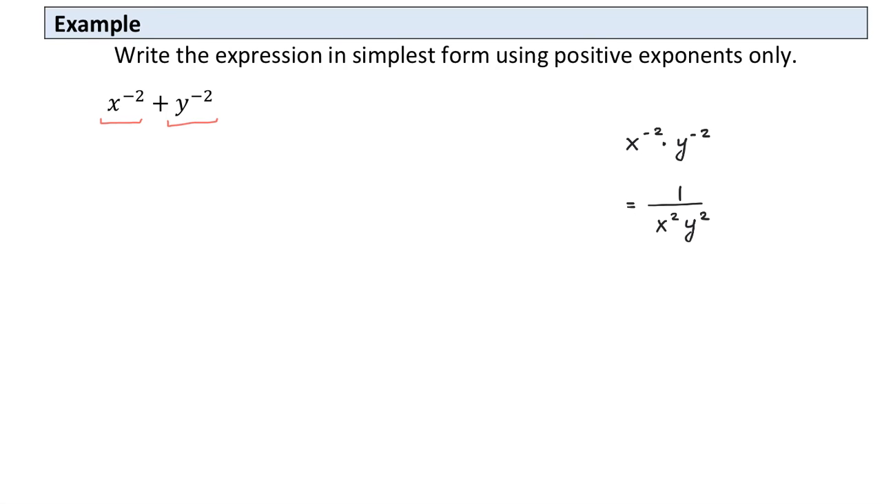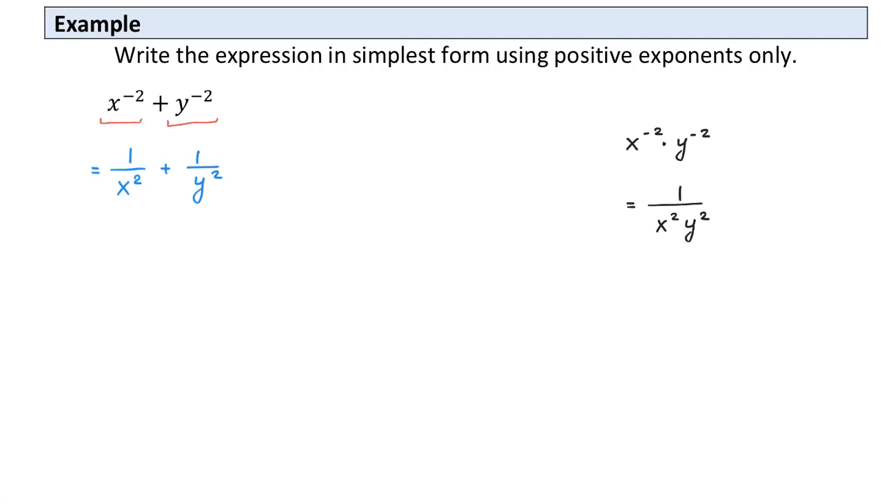To make the exponent of x positive, we will start a fraction. We will leave 1 in the numerator, we will move x down, and the exponent will be positive. Now we will do the same with y. We will write y to negative 2 as 1 over y to positive 2.